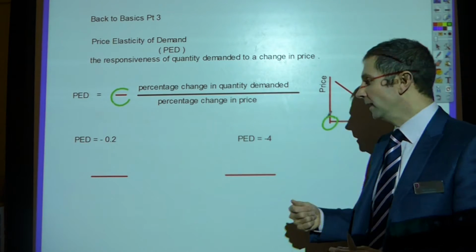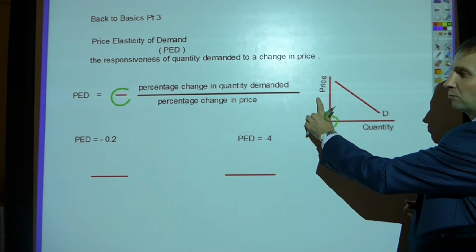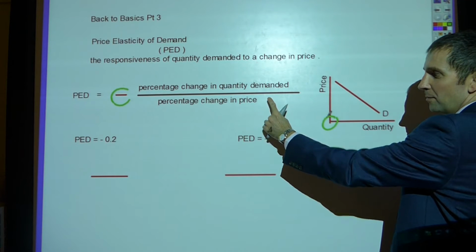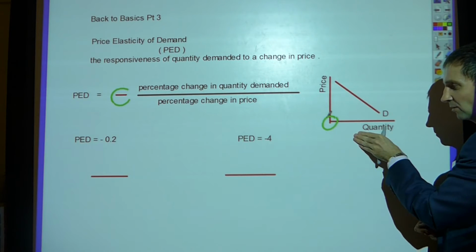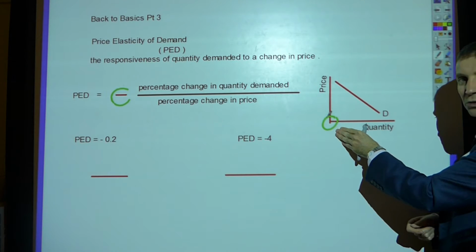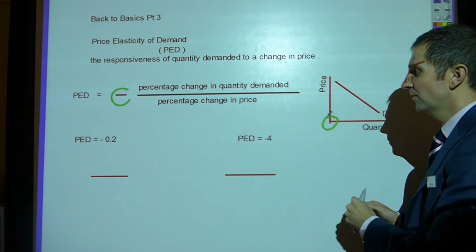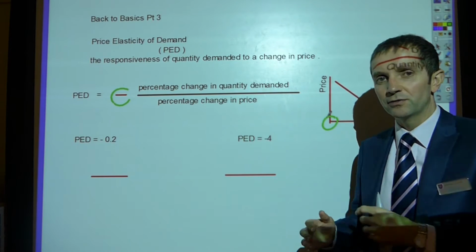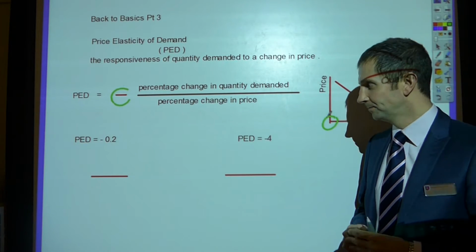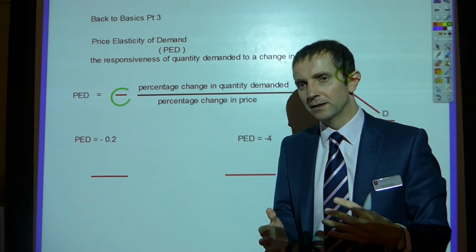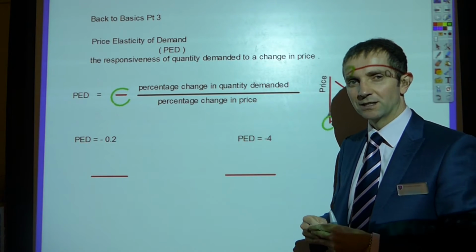Flip it around the other way. If price rises, so we have a positive number on the bottom line, what happens to quantity demanded? Quantity demanded then starts to move back in this direction towards the origin, so that's negative. So we've got negative over positive, and again that will give us a negative outcome. So that's the reason why these numbers are always negative, minus signs.